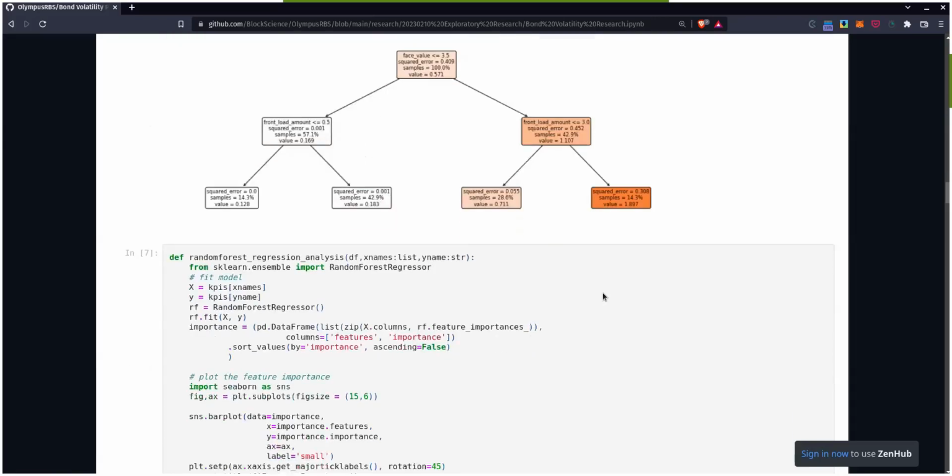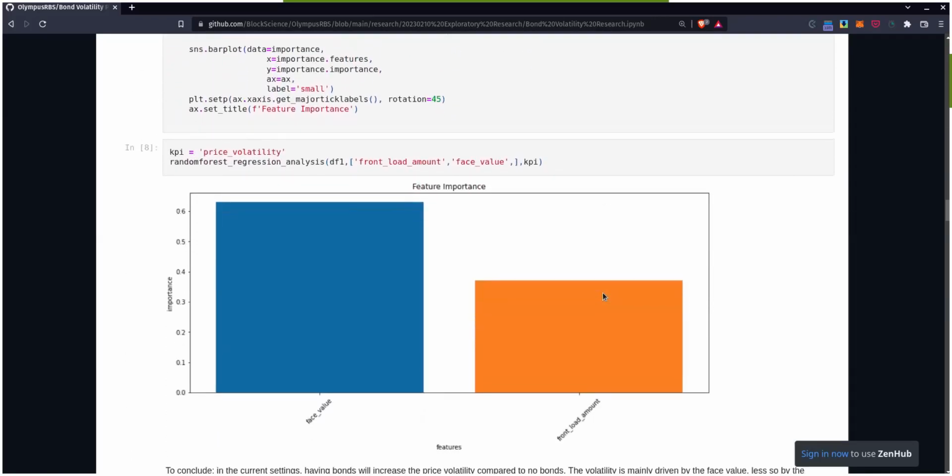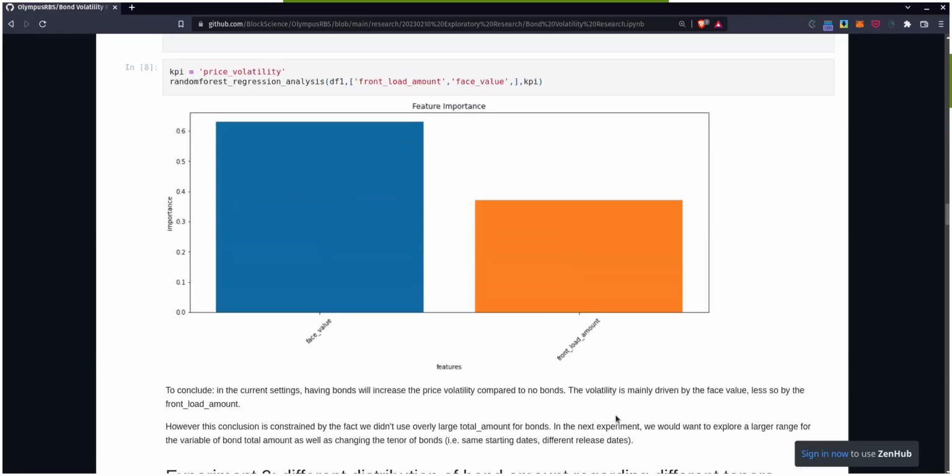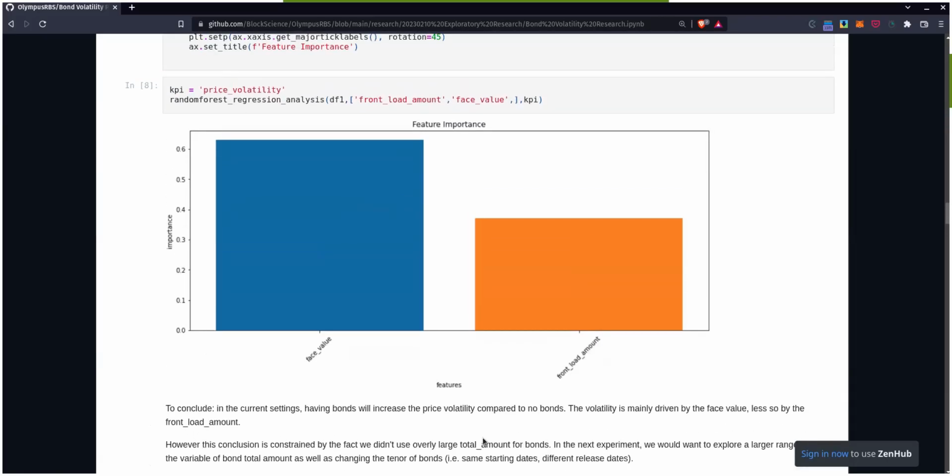You can also do a random forest regression to give you a feature importance. Here we can see that the face value is a bit more important than the front load amount. So to conclude, in this current setting, having bonds will increase the price volatility compared to no bonds. And the volatility is mainly driven by the face value, less so by the front load amount, meaning the uneven distribution of the different bonds.